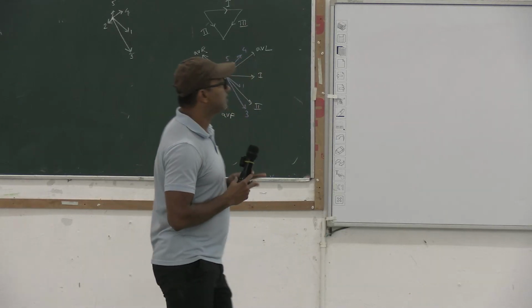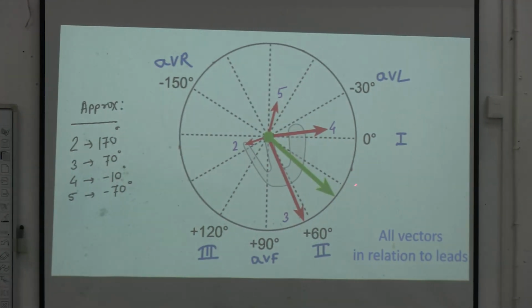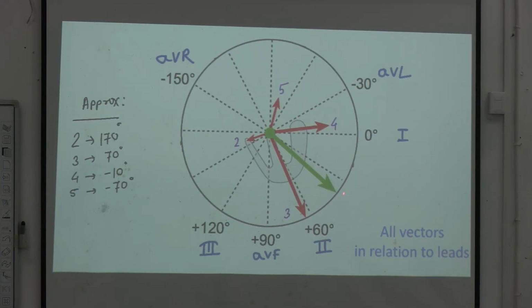So here the mean electrical axis is located around, this is 30 degree, this is 60 degree. So more or less 45 degree or something like that. 40 or 45 degree, the mean electrical axis is located in this picture, right?